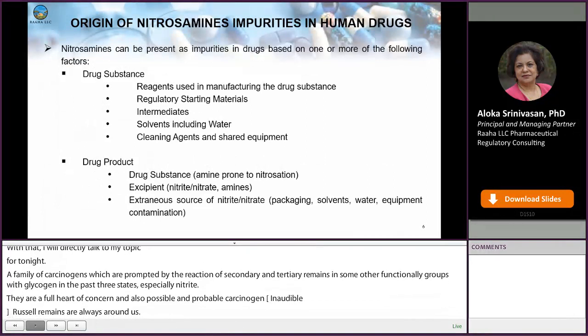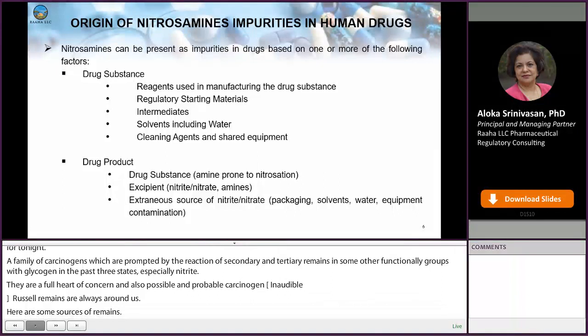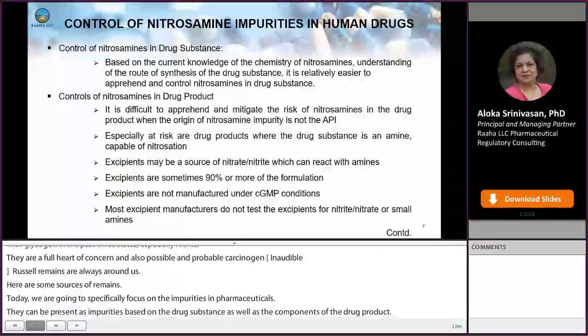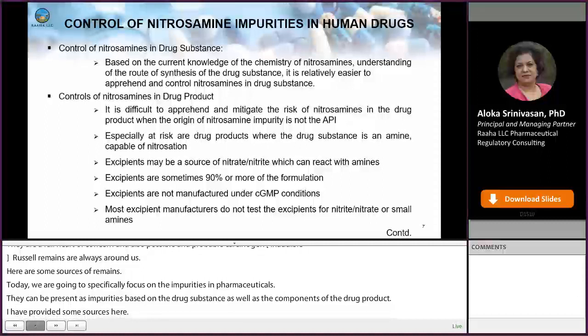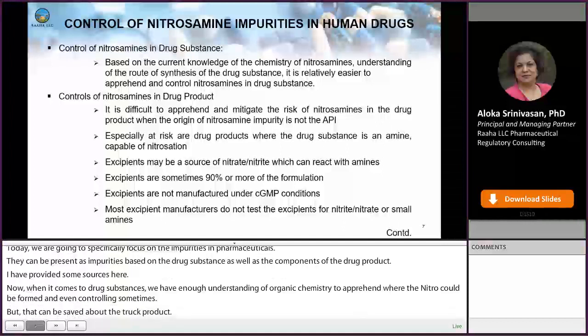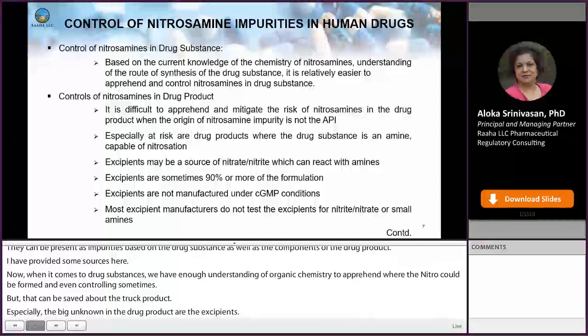Nitrosamines can be present as impurities based on the drug substance as well as the components of the drug product. And I have provided some sources here. Now, when it comes to drug substance, we have enough understanding of organic chemistry to apprehend where the nitrosamine could be formed and even control it sometimes. But that can't be said about the drug product. Especially the big unknown in the drug product are the excipients. Excipients can be as high as 90% of a formulation. They are manufactured under non-GMP condition, and most of the excipient manufacturers are not testing them for nitrate, nitrite, or small amines.